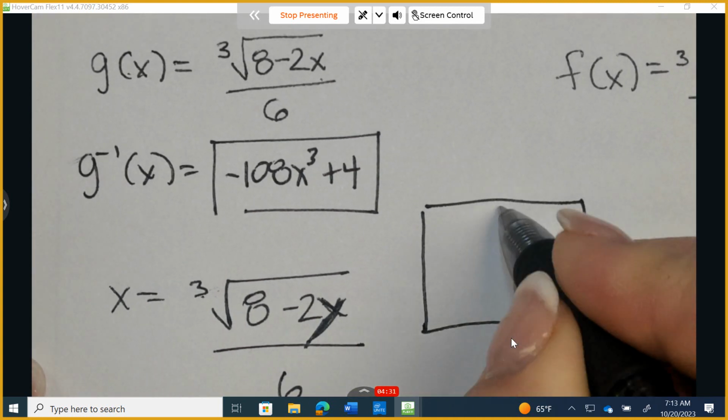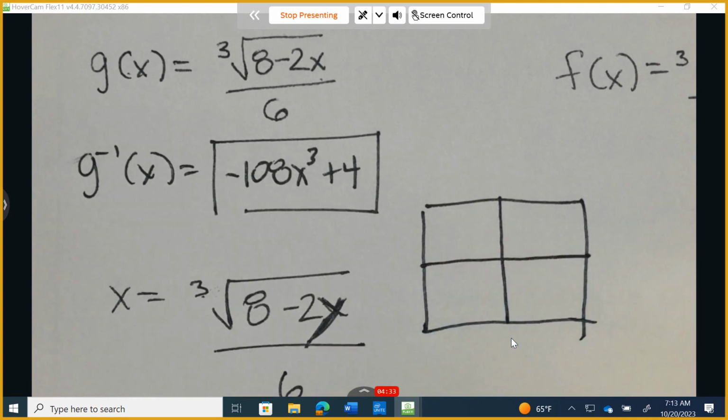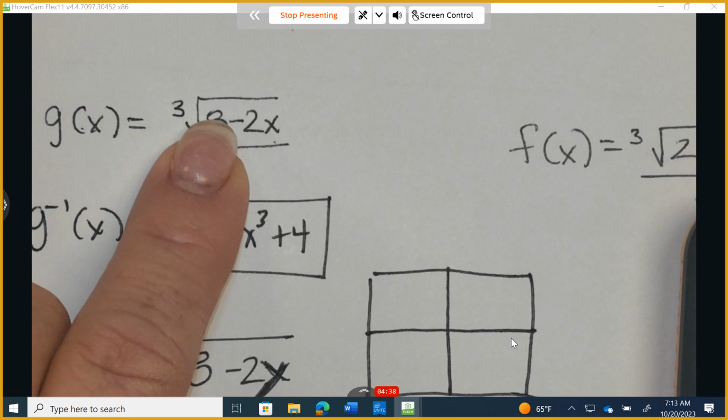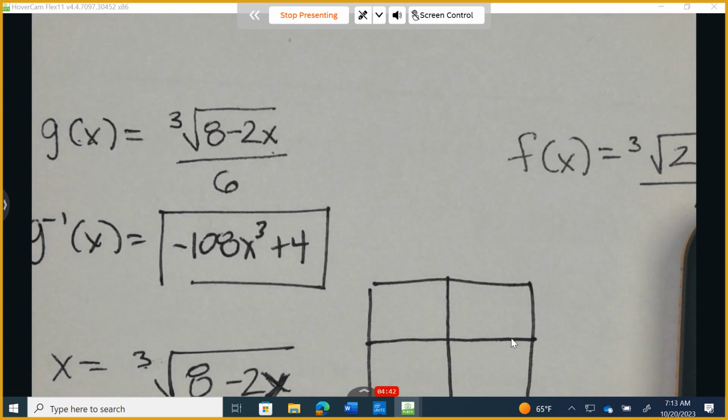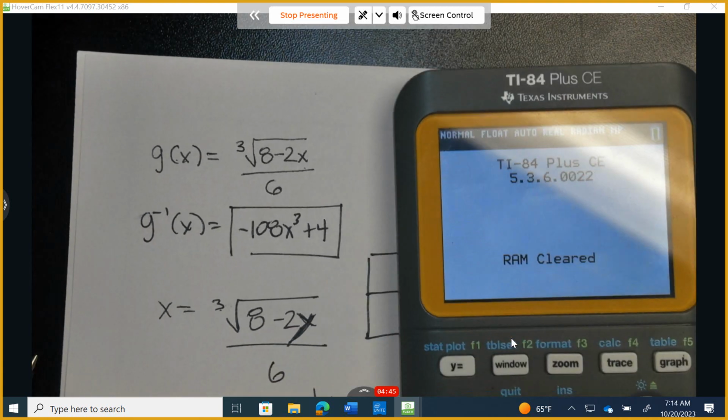On your paper, I'd like you to make a box that looks like this. We're going to start with this very first problem. Okay, please do second plus 712. I'll adjust this so you guys can see my calculator.